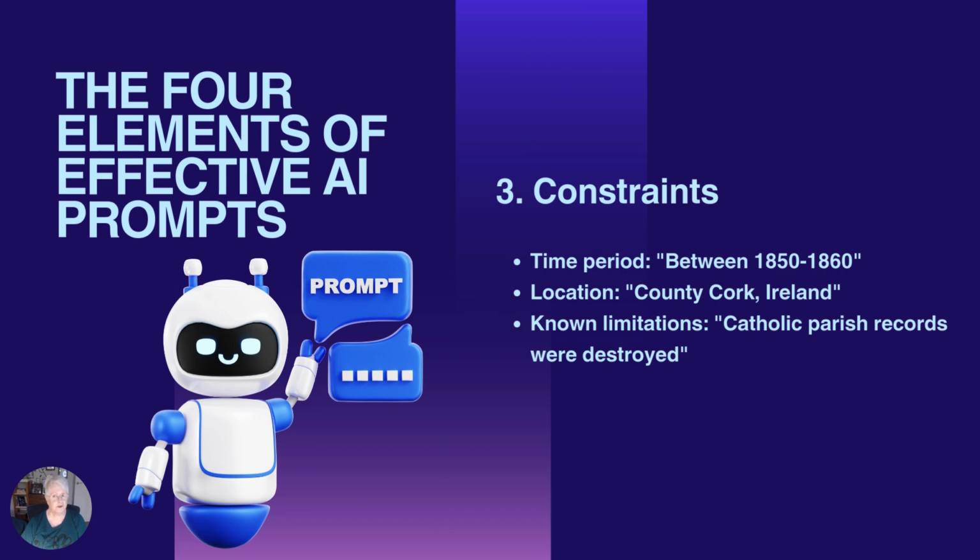Next, let's consider the constraints. To help get around these, you should specify the time period. For example, say between 1850 and 1860. You need to specify the location. For example, give the specifics of that location, e.g., County Cork in Ireland. And list any known constraints. For example, Catholic parish records were destroyed in this time period.